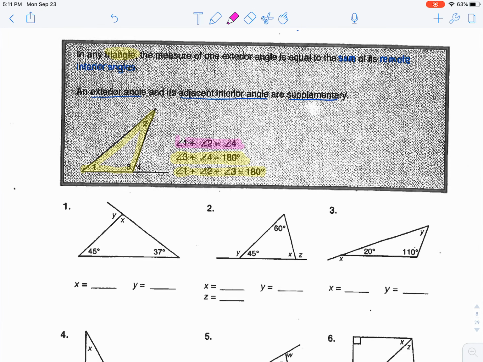And the new piece of information that I need you to understand is that if you add up the remote angles, it equals the exterior angle. The sum means add, of the remote angles, that means the two angles that are not adjacent, equal the exterior angle. So how do we apply this to solve problems?